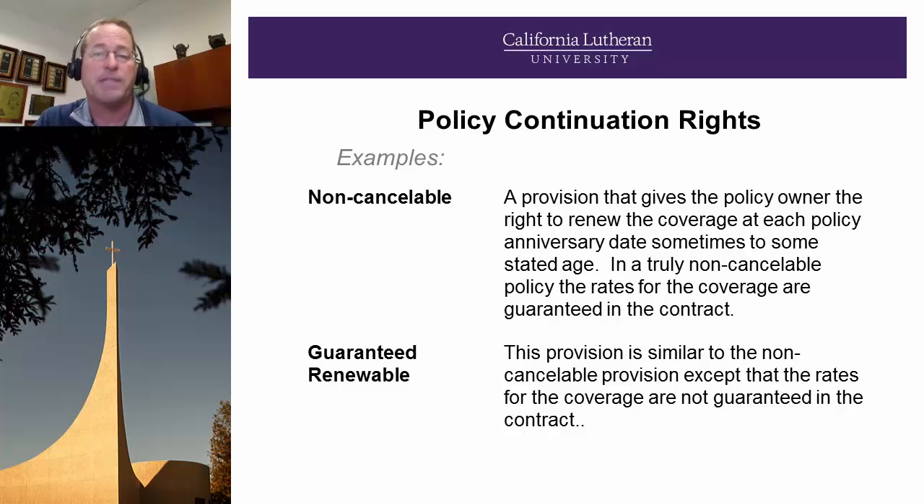Another concept in policy continuation is guaranteed renewable. The policy is similar to non-cancelable, except that the rates for coverage are not guaranteed in the contract. An example of this would be a guaranteed renewable clause in an auto policy, and the client has 2 or 3 accidents in 1 year. They will not be canceled. The policy will be renewed, but their rate will go up substantially.